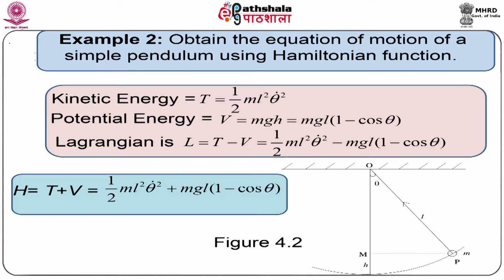A simple pendulum oscillating in a vertical plane constitutes a conservative holonomic dynamical system. This helps us to obtain the Lagrangian of the system. Potential energy is given by capital V equal to m g h, where g is the acceleration due to gravity, equal to m g L into (1 minus cos theta).